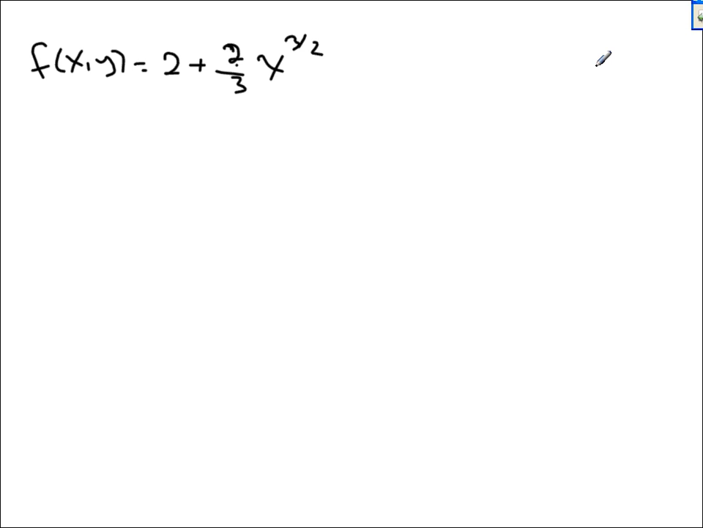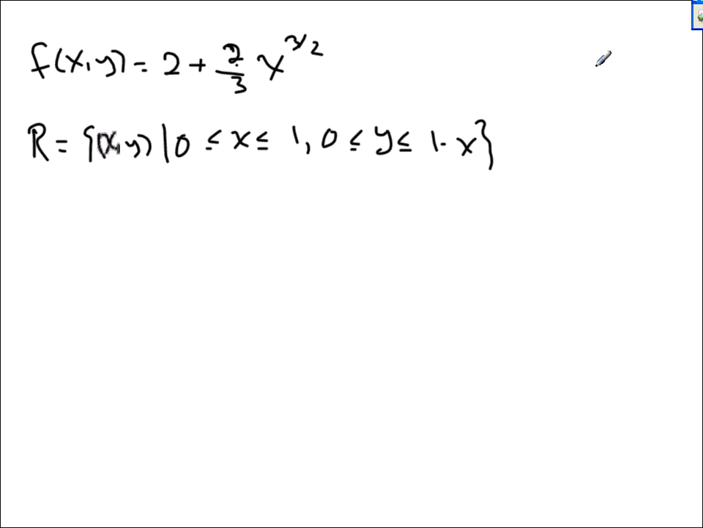And you're given the surface, given the region, the set of all x, y's such that x is in between 0 and 1, and y is in between 0 and 1 take away x. Find the surface area. Well, x is between 0 and 1, okay? And that's what they tell me. I'm not going to disagree. And y is in between 0 and 1 minus x.